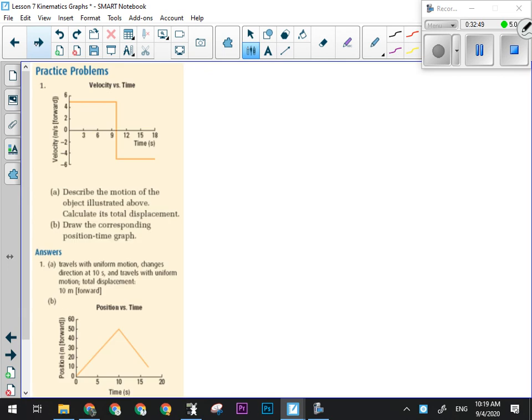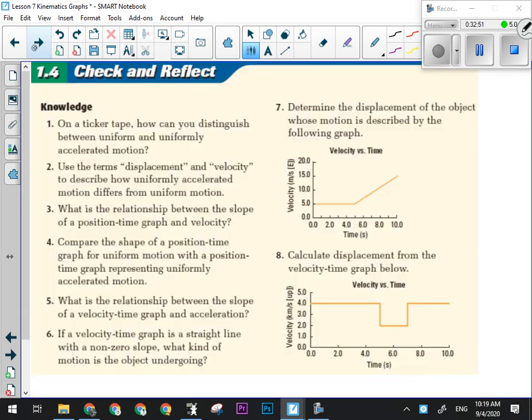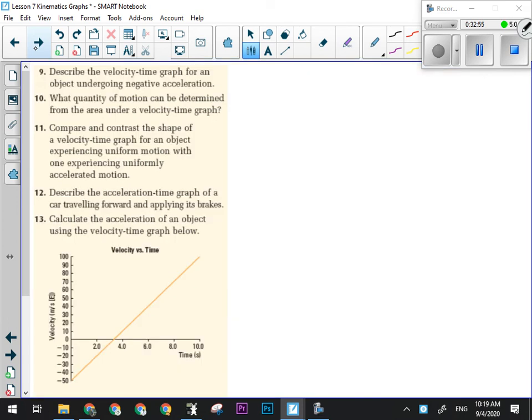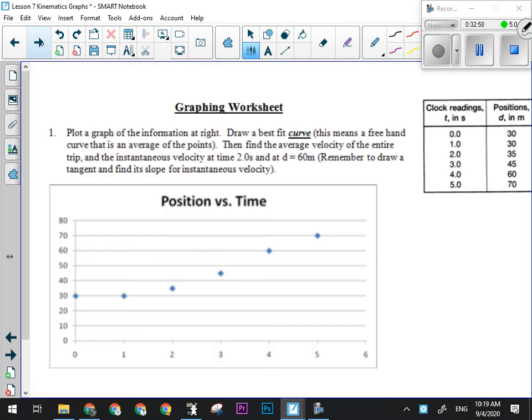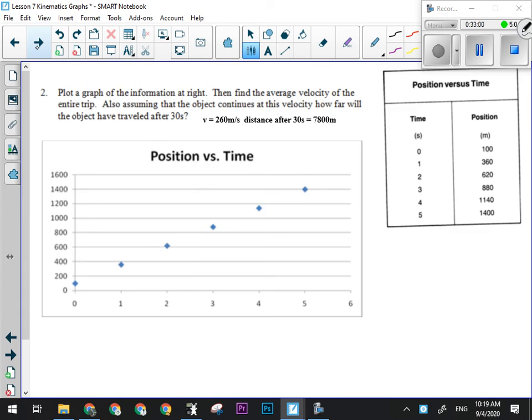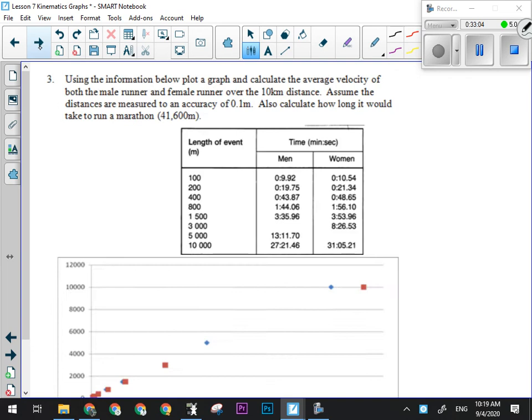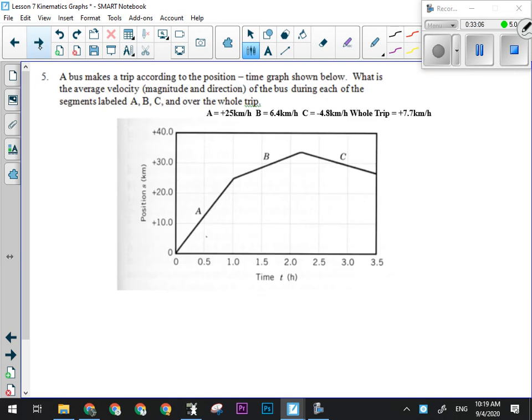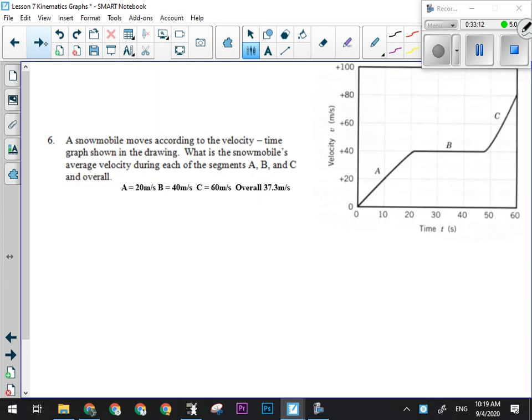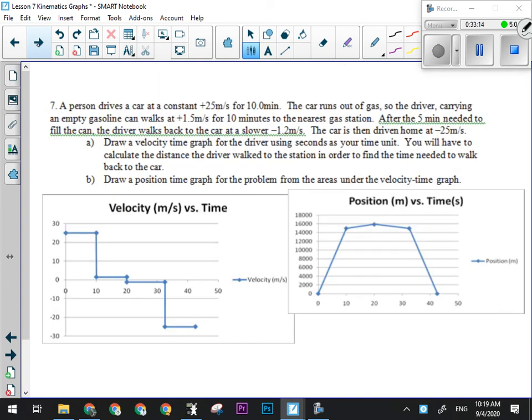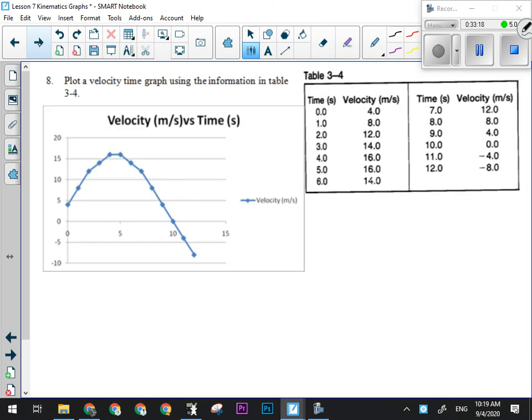Or that. Or that. There's the one I want. We just did the snowmobile one. Okay, come on.